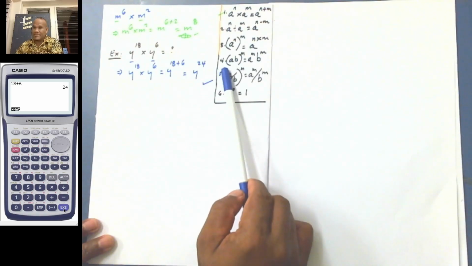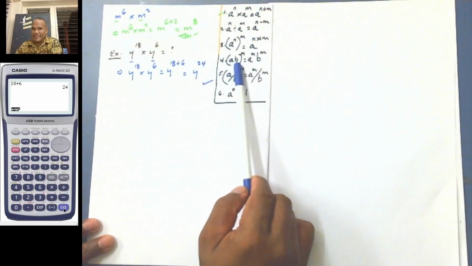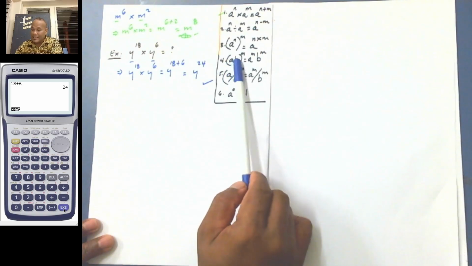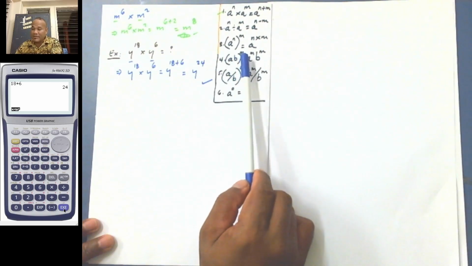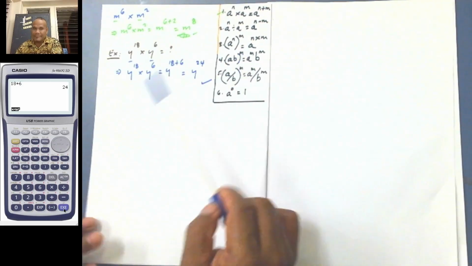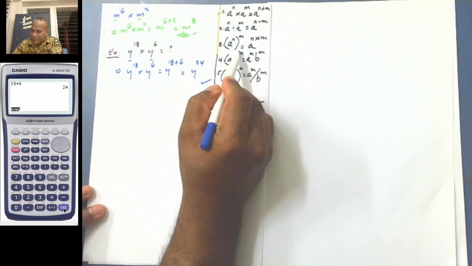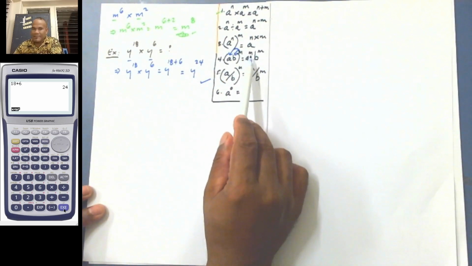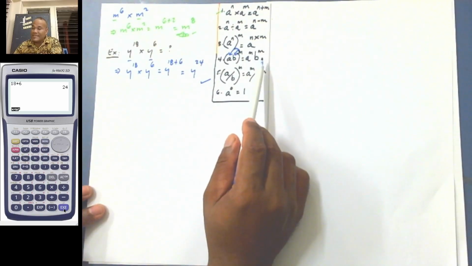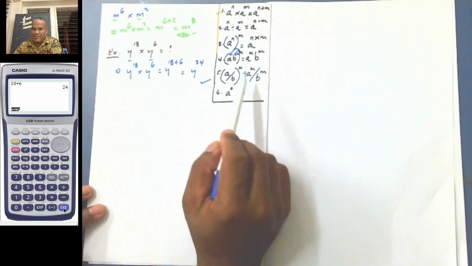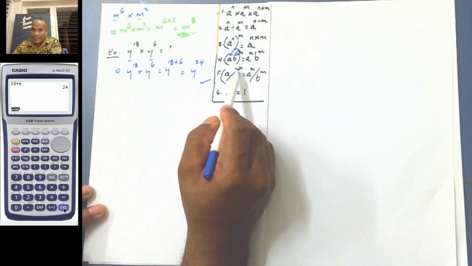The fourth law says if two values are multiplied and these two values are raised to the power of m, whenever we open the bracket, this m goes to both of them. So it's a to the power of m, b to the power of m. Similarly, if two values are divided and the whole thing is raised to the power of m, when we open the bracket, this m goes there and also there.